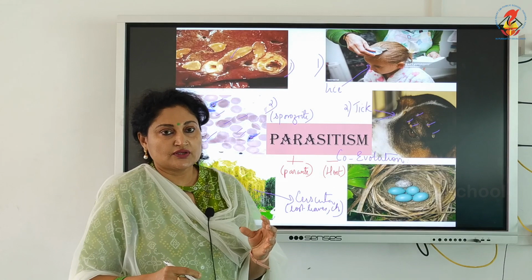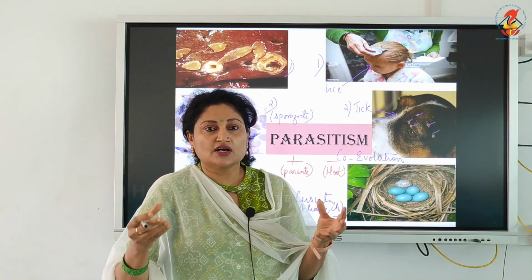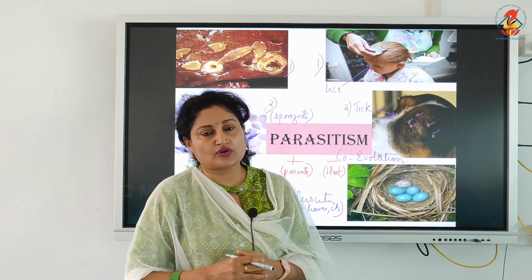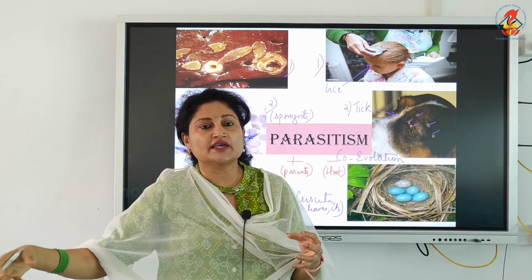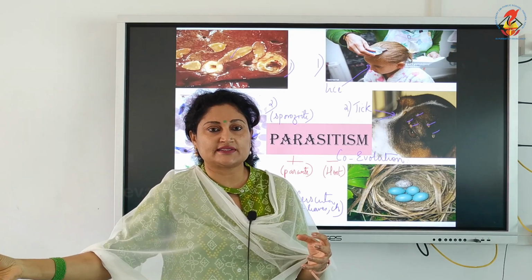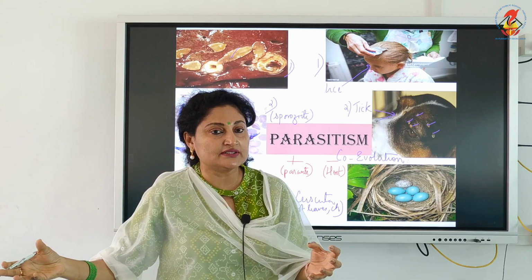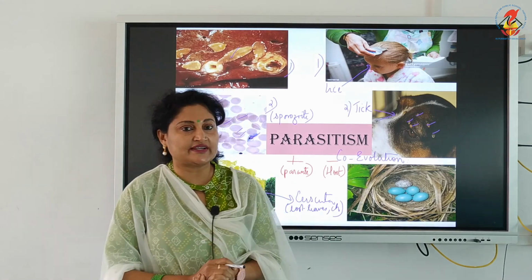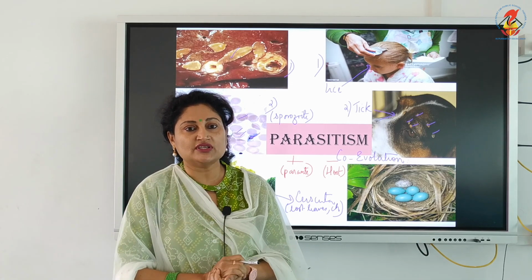Co-evolution means during the course of evolution, if any change occurs in the egg of the crow, or the egg of the host, corresponding changes occur in the egg of the parasite, that is, in the egg of the cuckoo. If not, what would have happened? The crow would have identified that it's a foreign egg and would have ejected it out from the nest.